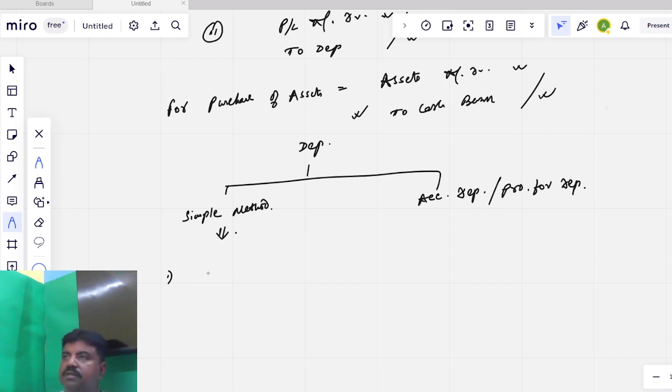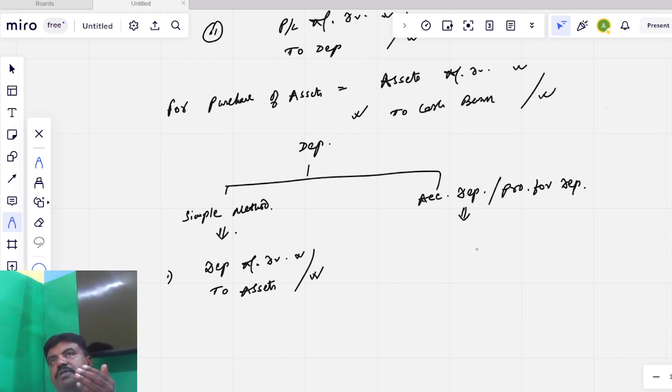When depreciation is charged at the end of the year, the asset value is reduced. So the journal entry passed is depreciation account debit to assets. So here the asset value reduces. This is the simple method, wherein every year with the depreciation the asset value decreases. But if the firm follows the accumulated depreciation method, then every year at the end of the accounting period, whatever depreciation is calculated does not decrease the value of the assets.